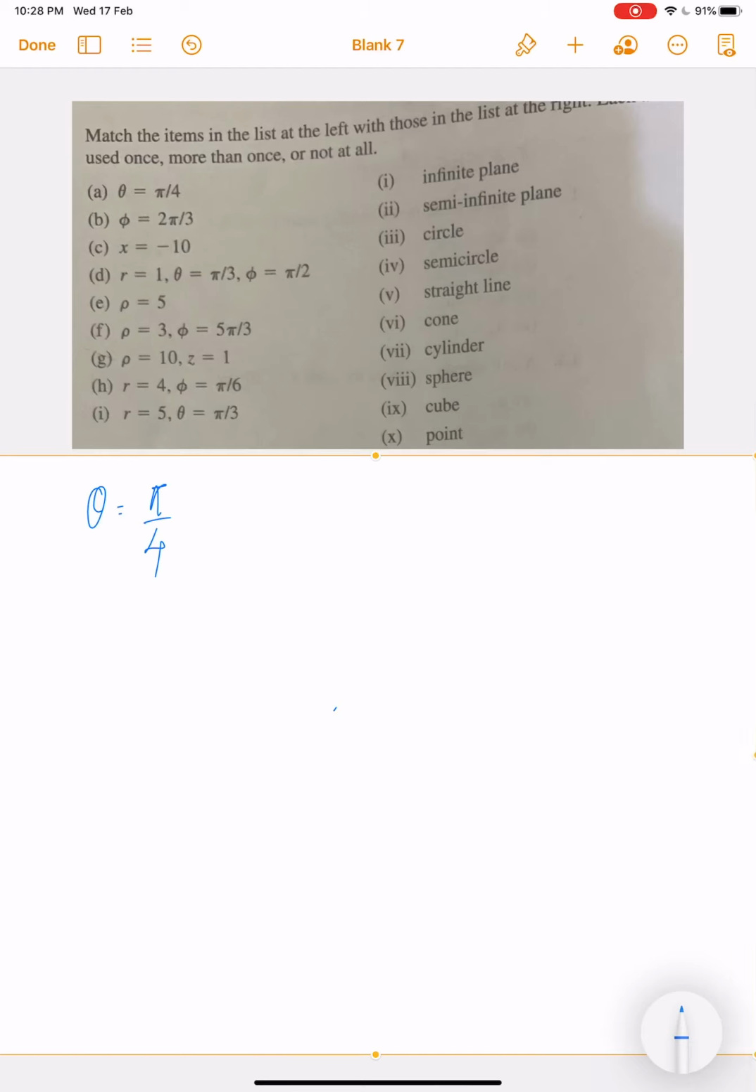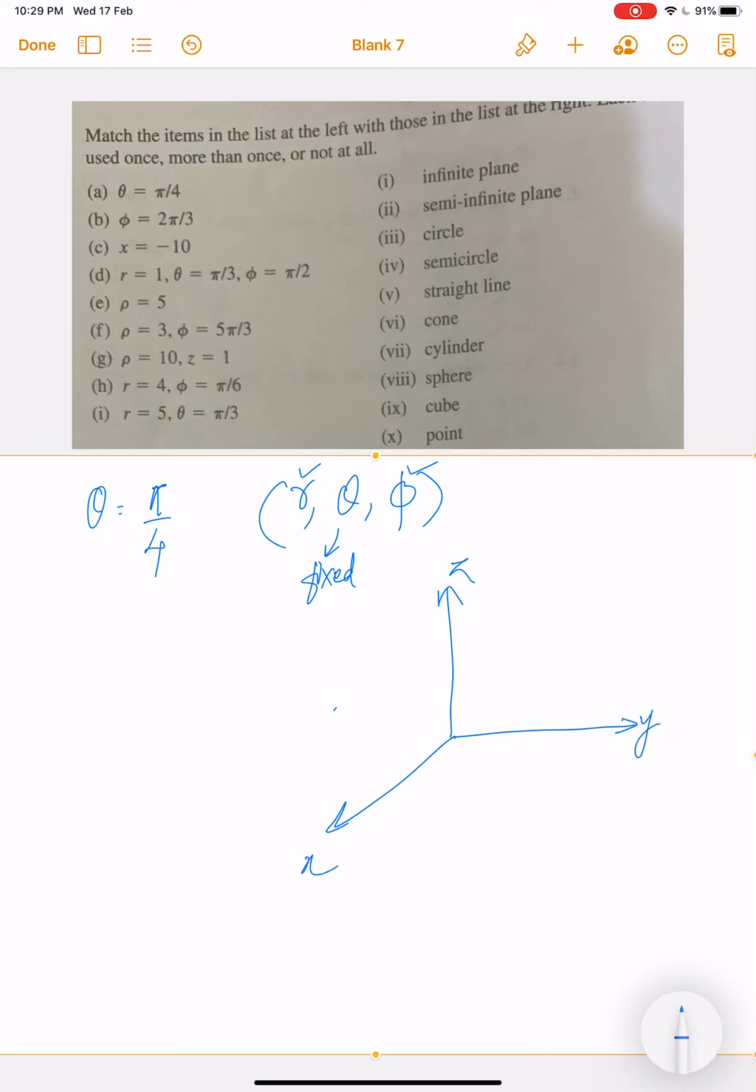That means our theta is fixed, and we know this is from spherical coordinates. So it's r, theta, phi, where our theta is fixed. That means my r and my phi are varying. Suppose I draw this coordinate axis over here. This is z, this is y, this is x, and my theta is fixed. What does that mean? That means the angle from the z axis, that is theta, is fixed at 45 degrees.